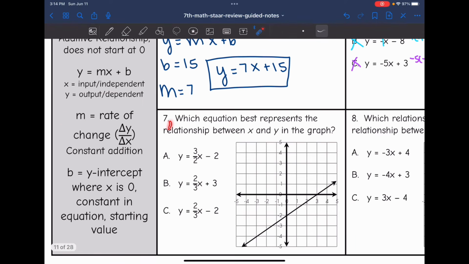Remember, m is the rate of change. It's the change in y divided by the change in x. And b is the y-intercept, so where we're intersecting the y-axis. So let's see if I can find m and b from this graph and then match the equation to it.